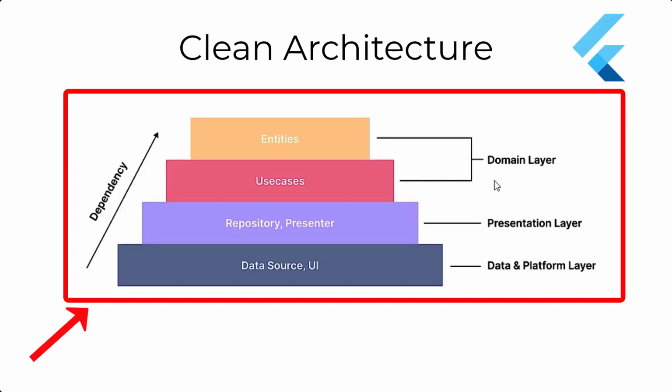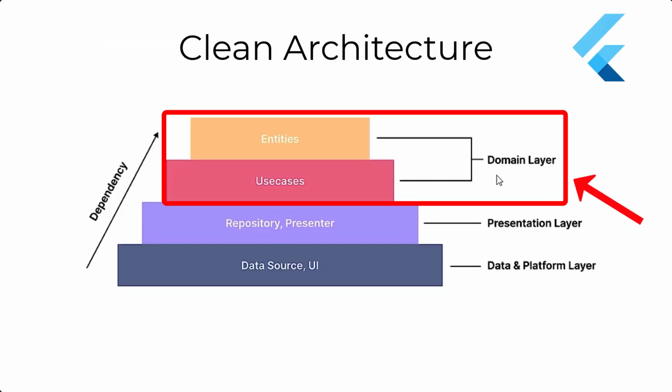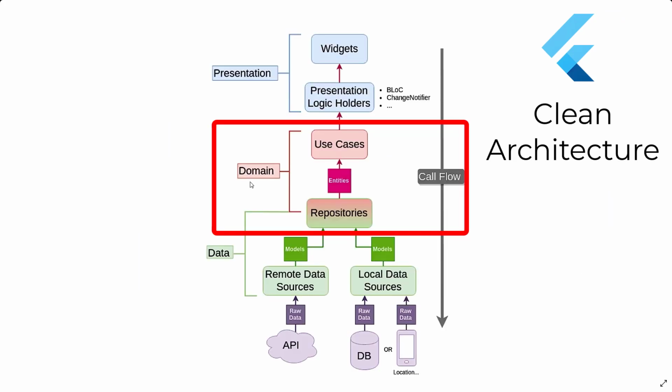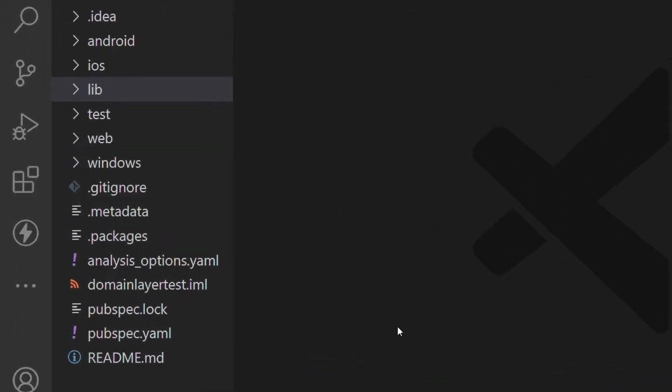In this clean architecture, the domain layer is the topmost layer, and it does not depend on any other layer. That's why it's helpful to start writing our code from the domain layer. This domain layer contains the core business logic as use cases, contracts as repositories, and business objects as entities. Now let's jump into its implementation.